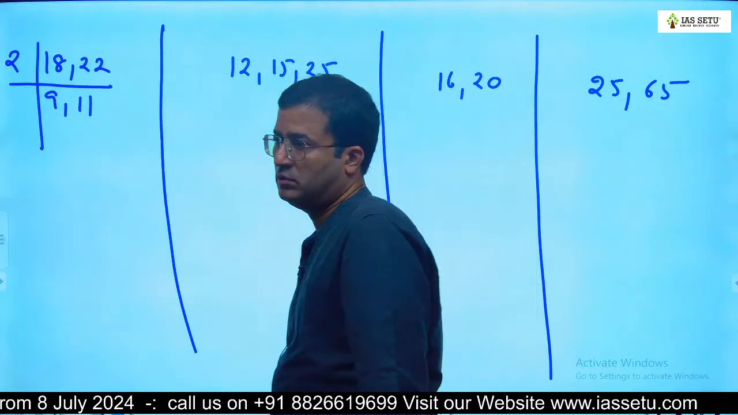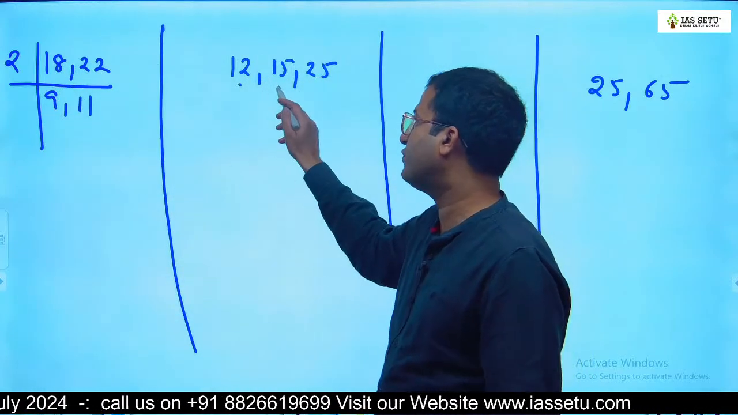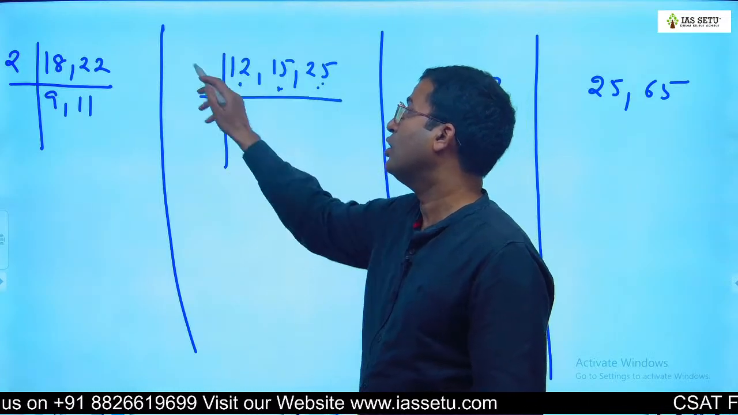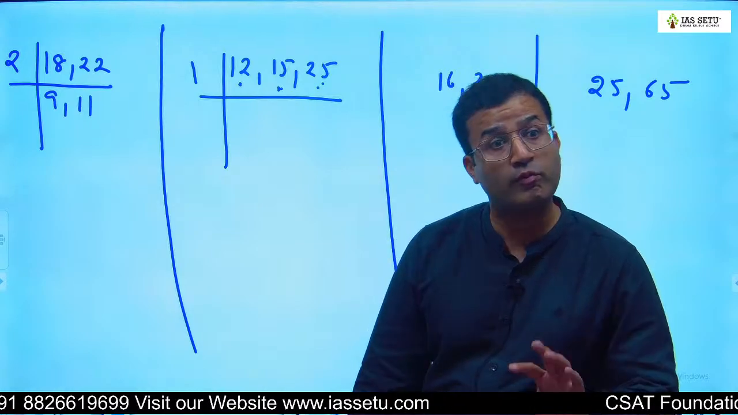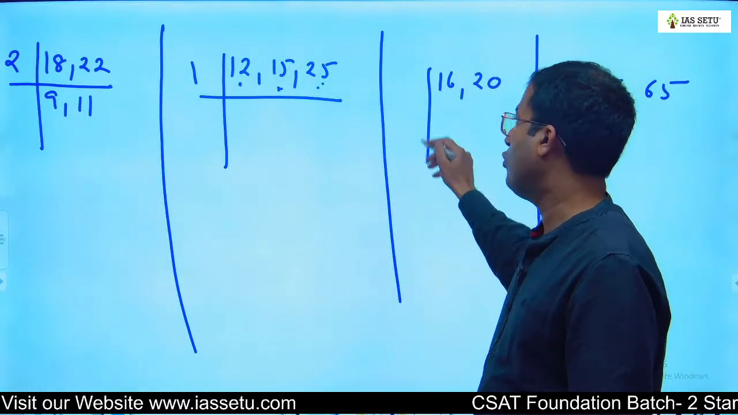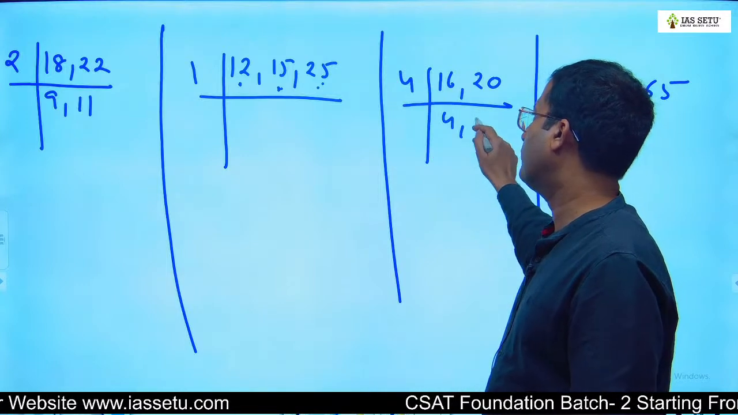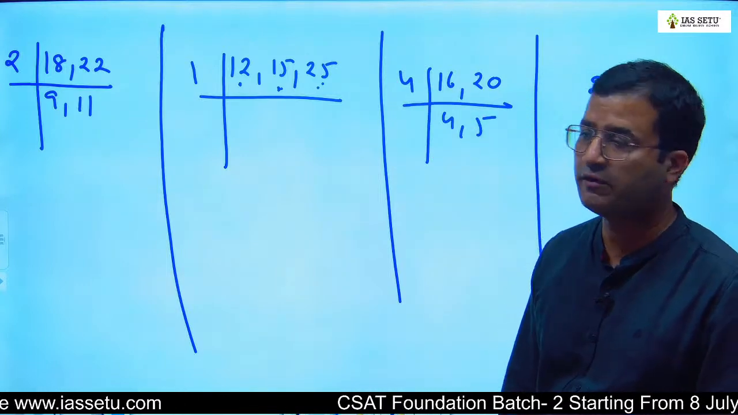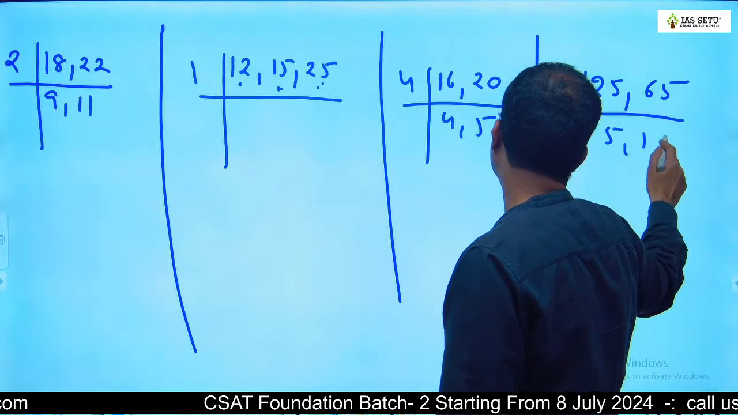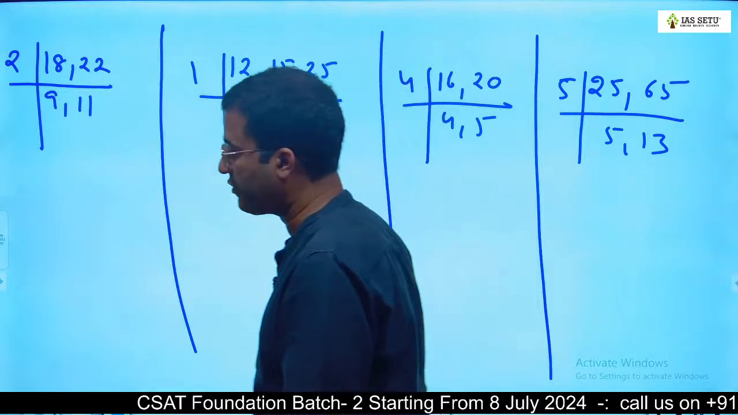Second question, 1. 12, 15 था, 15, 25 था, but 12 and 20 कोई common नहीं है. Don't have common factor from all the 3 numbers. तो कुछ common नहीं निकला. 5. So 6 and 20, what is HCF for? 25 and 65, 5. 5 and 13, after that we don't have any other common factor.